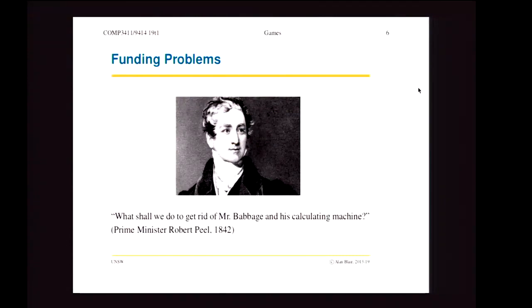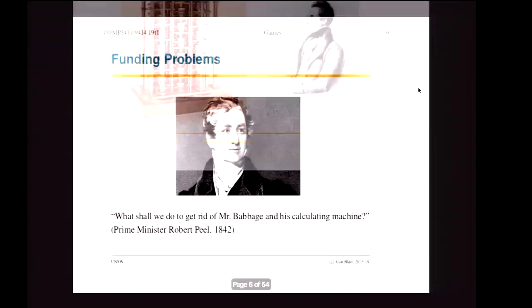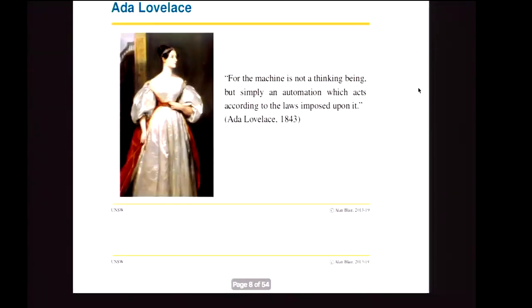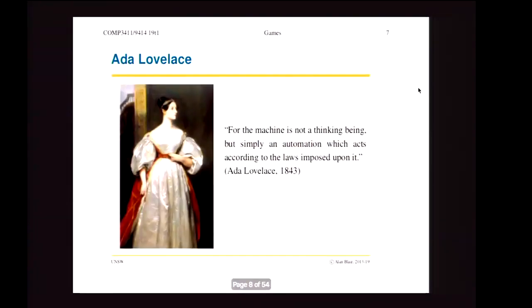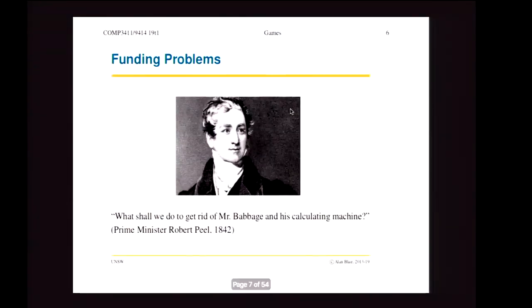Now, unfortunately, he didn't have enough money to build the machines that he wanted. Yeah, he was trying to get money from the government, and the Prime Minister at the time, Robert Peel, wasn't very keen on these things. He asked 3 times for money from the government, and it was always refused.